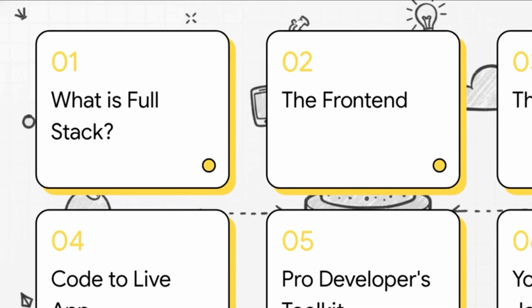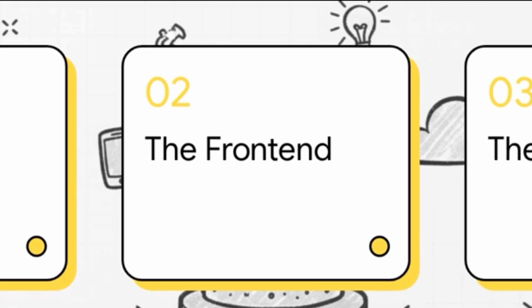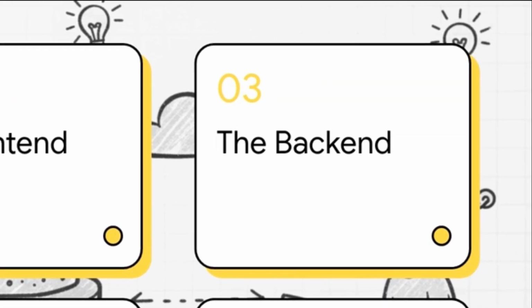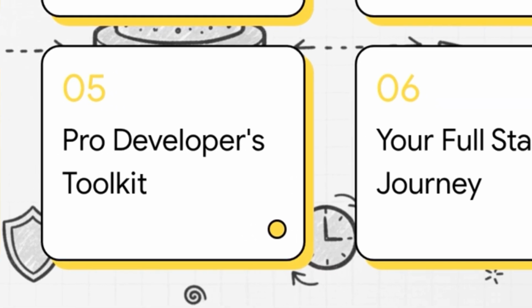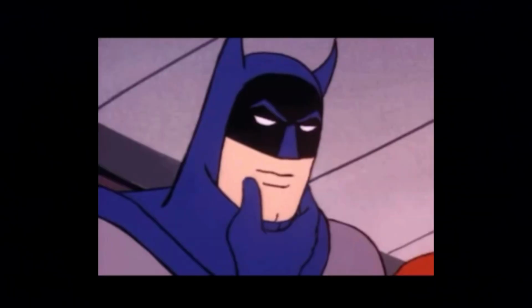Okay, so here's our game plan. We'll kick things off with what full stack is all about. Then we'll check out the front end, the pretty stuff you see. After that, we'll sneak around to the back end, the brains of the operation. We'll see how code gets onto the internet, peek into the pros' toolkit, and wrap it all up with what this means for you.